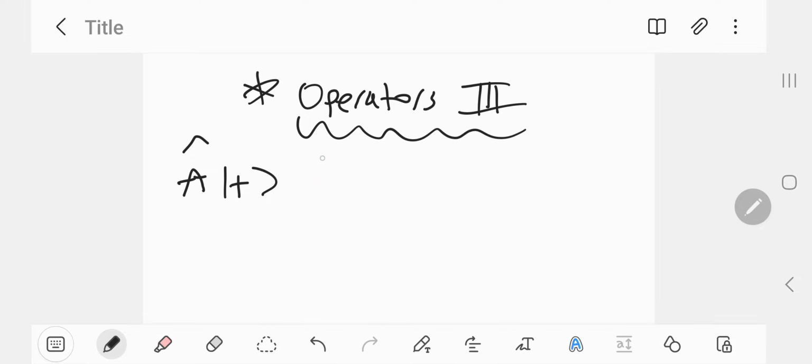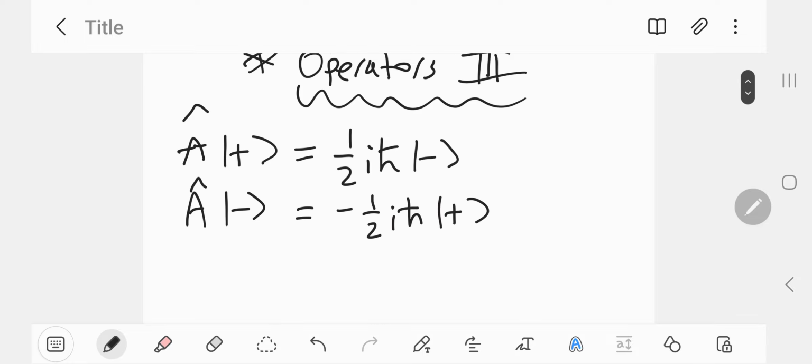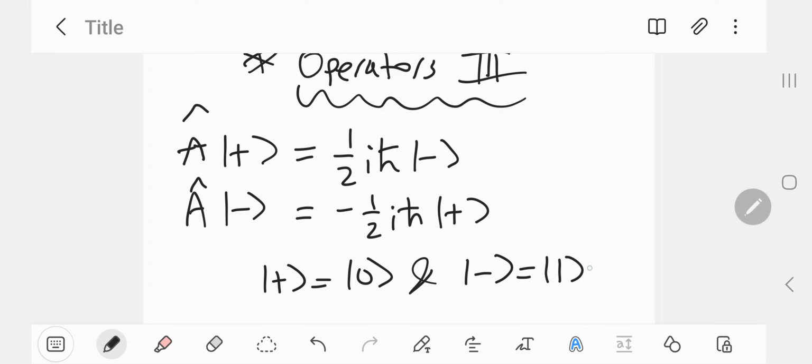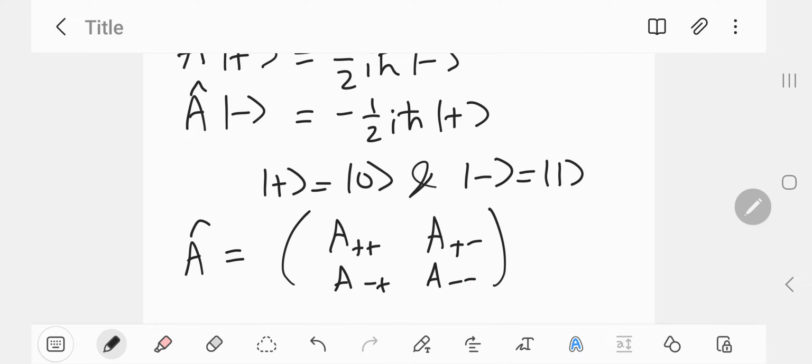So suppose I have A acting on the quantum state plus equal to a half i h bar minus, and A acting on the state minus giving me minus a half i h bar plus. So to express the operator A in terms of a matrix, let's take the plus state to be 0 and the minus state to be 1. So we can represent A as A plus plus, A plus minus, A minus plus, A minus minus. You can think of this as A 0, 0, 0, 1, 1, 0, 1, 1.